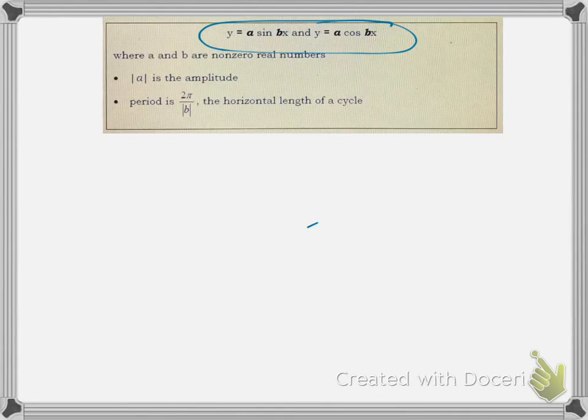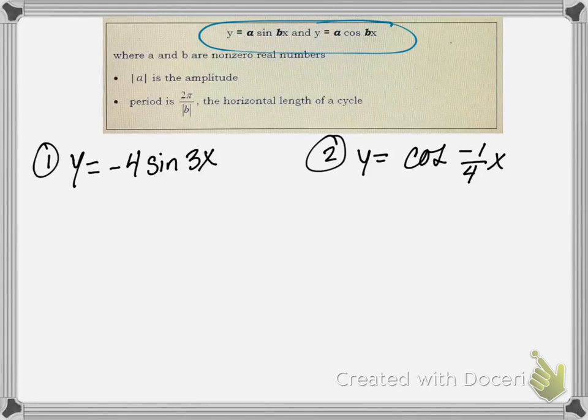So let's take a look at just a couple of examples here. I have our two equations here. So with number 1, first thing we're going to do is find the amplitude. Remember, amplitude is the a value, or the very first number. And I want to take the absolute value of it. So the absolute value of -4 is a +4. So when I graph this, that vertical length, or the amplitude, is going to be +4.